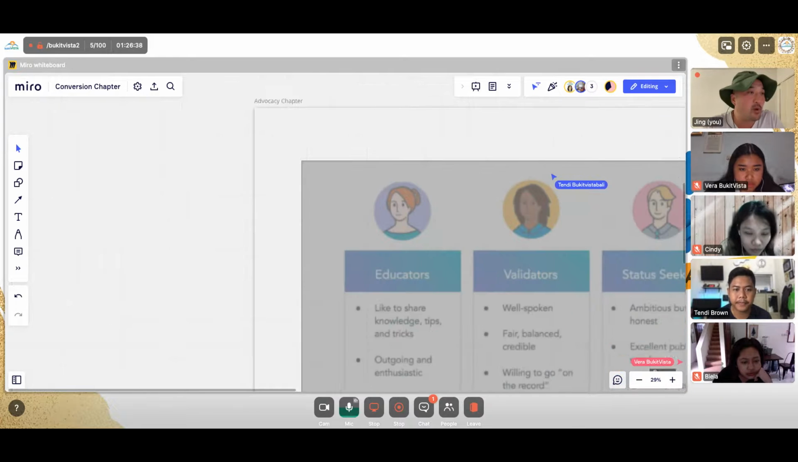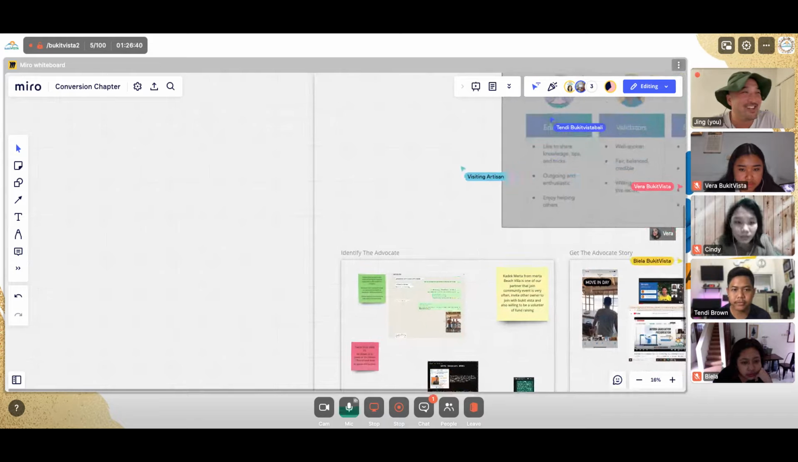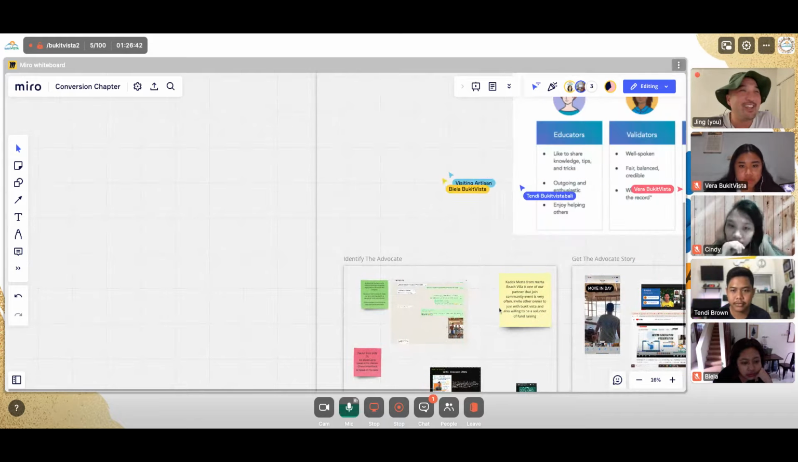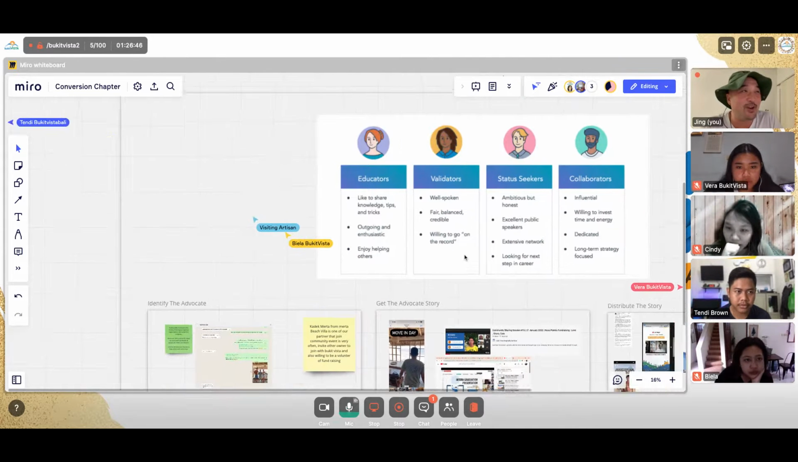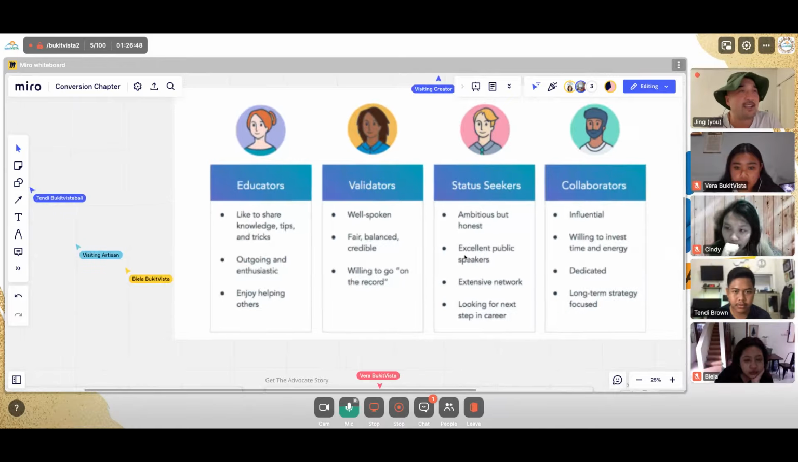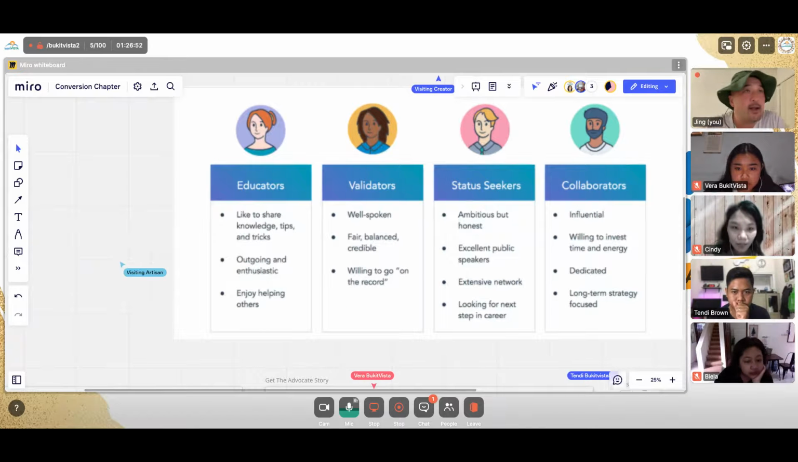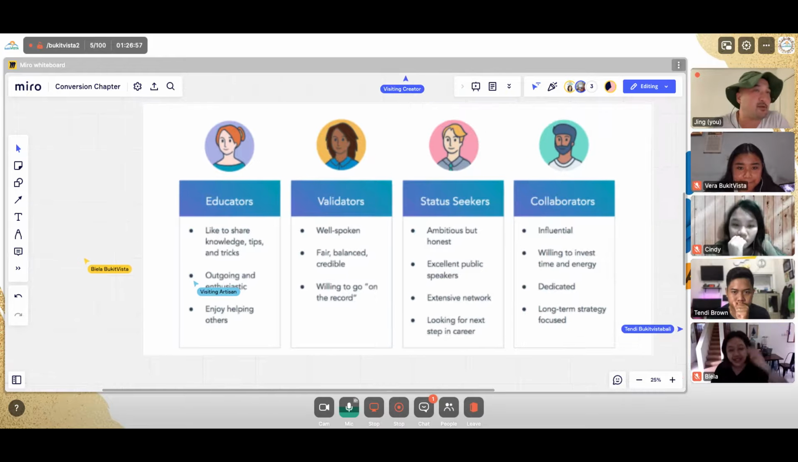Okay, so what do we have here? Oh, that's good. So can we just move the labels on that now, or should we just review it all? Let's take a look at all the different types of advocates. Actually, Vera, very well positioned. Okay, Tendi, tell us about the educator. Everybody, please take a look at Tendi's graphic, and Tendi will explain the educator.